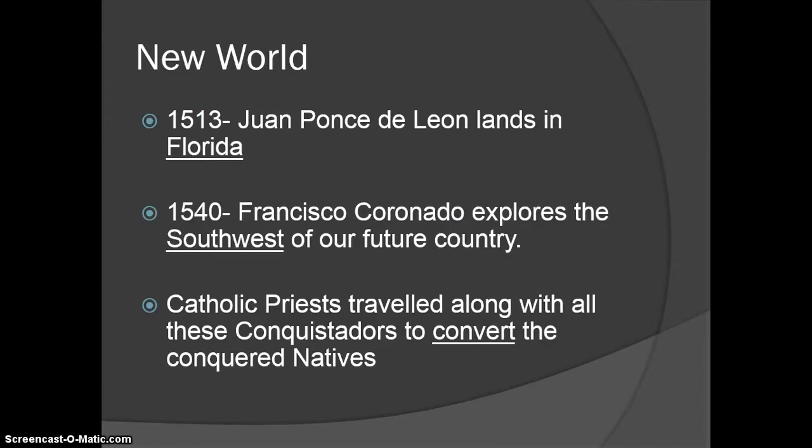While they're spreading out, Ponce de Leon, he travels from Cuba into Florida and explores. He's looking for the Fountain of Youth, which he never found. In 1540, Coronado explores what's now the southwest U.S., so Texas, northern Mexico, Arizona, and New Mexico.